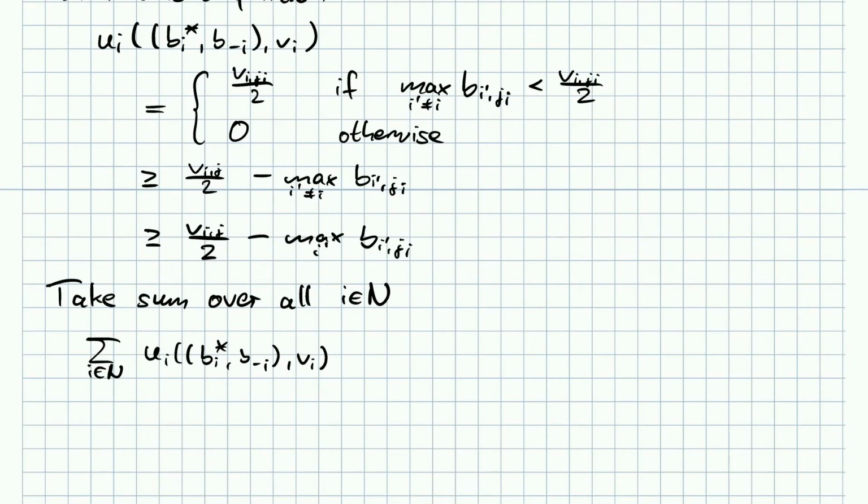Well, we are getting... I forgot the subscript i for the j here. We are getting the sum of all these v_i,j_i over 2 minus the sum of all these maxima.